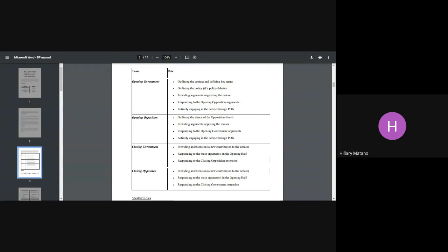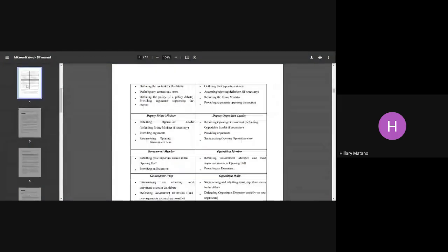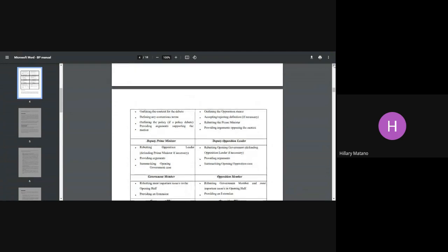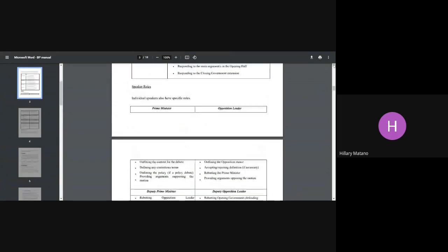Say we're having a motion like, this house will vaccinate everybody. The Prime Minister will come and tell us, what does vaccinate mean in this case? Who is everybody? Which government is this that you're talking about? That is one of the roles that the Prime Minister, as the leader of the government, does. He defines the motion, and then he presents the case of the government. If the government is going to vaccinate everybody, why?